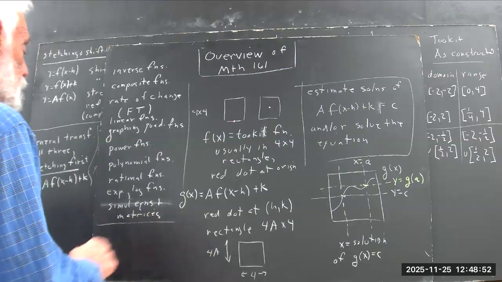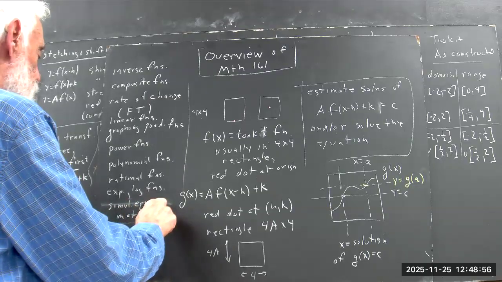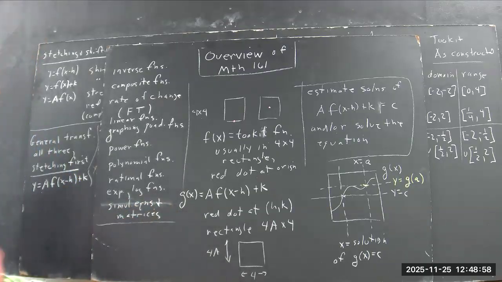Simultaneous equations and matrices. If the equations are linear, then you have simultaneous linear equations, which can be interpreted in terms of matrices, augmented matrices, and so forth, solved by elimination, and all those things.